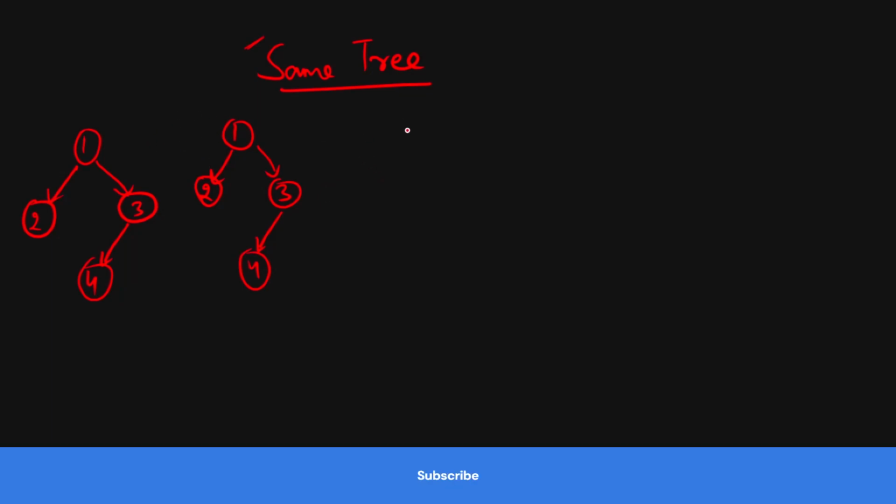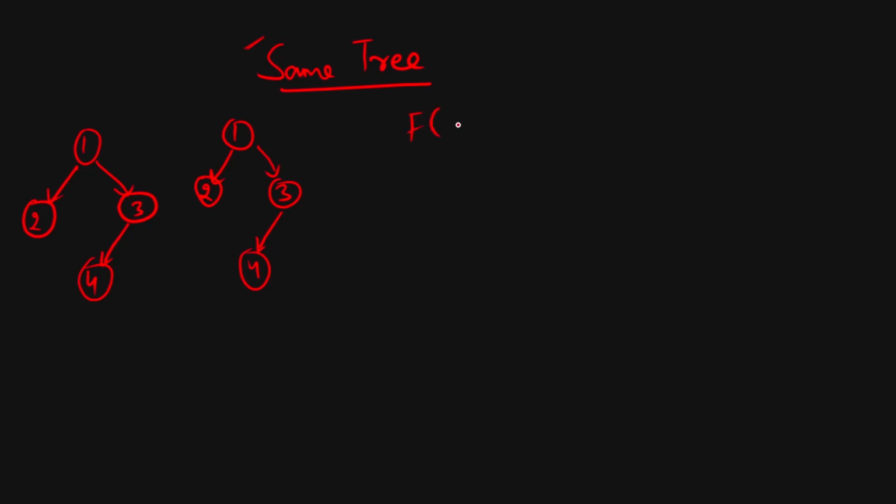So I can say my function is given root 1 and root 2. Now what I have to do is return whether they are the same or not, so I have to return a bool. So how will I solve this problem? Let's consider some cases.